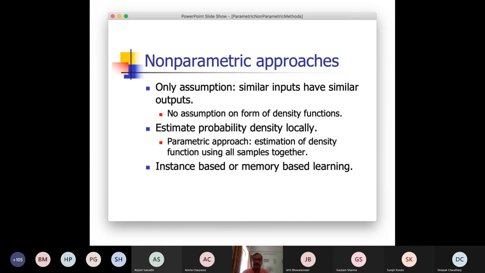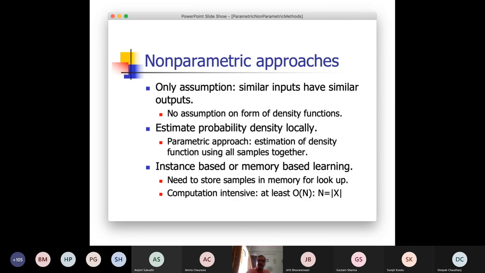We also call it instance-based or memory-based learning, because when you see the techniques, you can understand its meaning. Since you are comparing with the inputs, the instances, you are required to remember those instances or store them, and compare as and when required the instances which are nearby. So you need to store samples in memory for lookup.